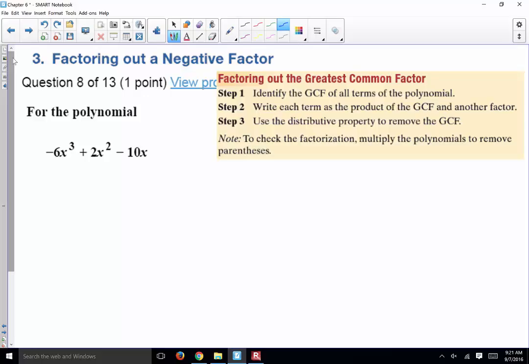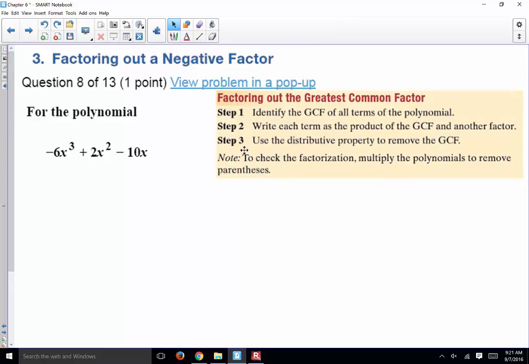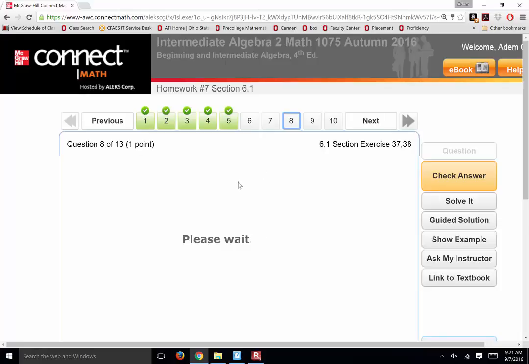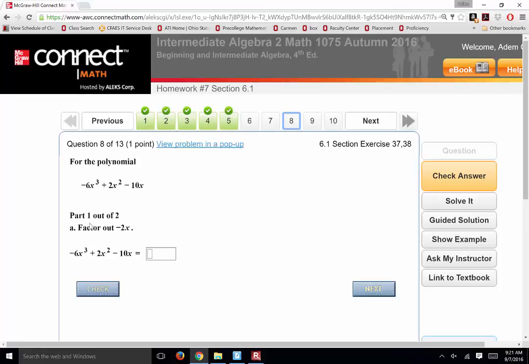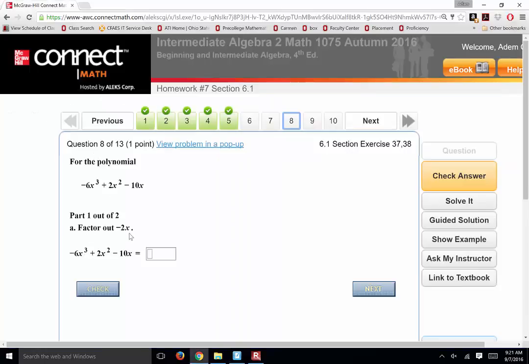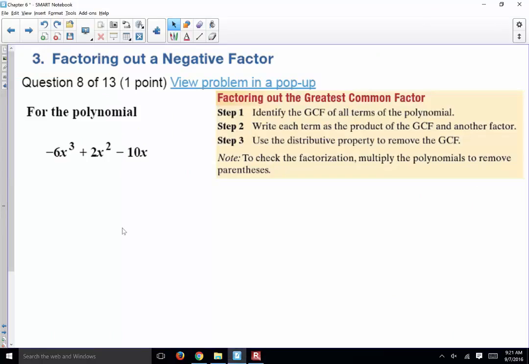Okay, now we're starting factoring things out. And here are the steps we need to follow. It looks like I forgot to copy the entire thing. Yeah, it's not saying factor yet here. It just says factor minus 2x. But how do I know I need to be factoring minus 2x here?